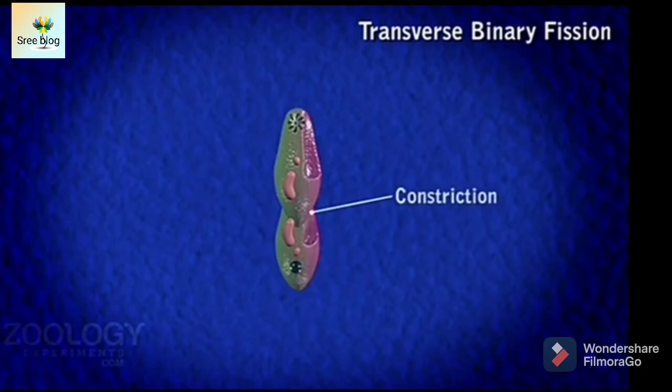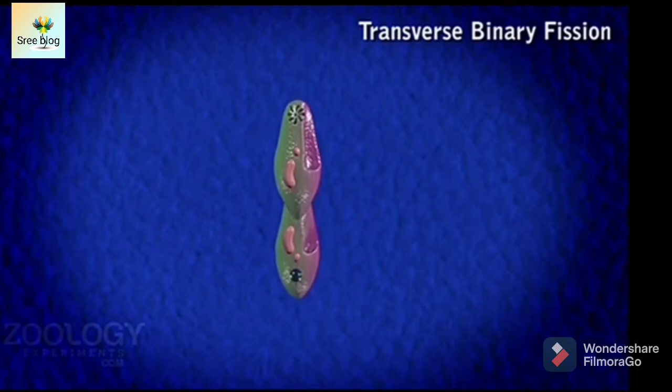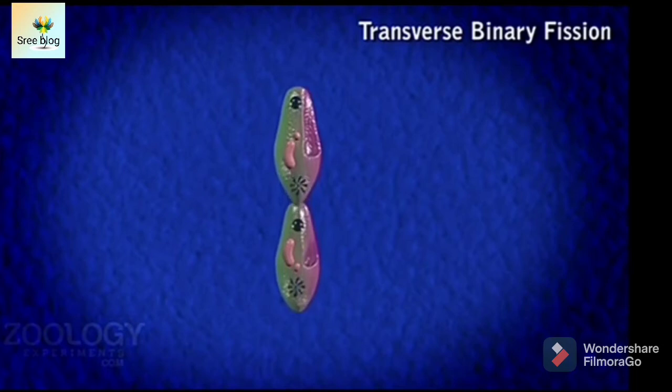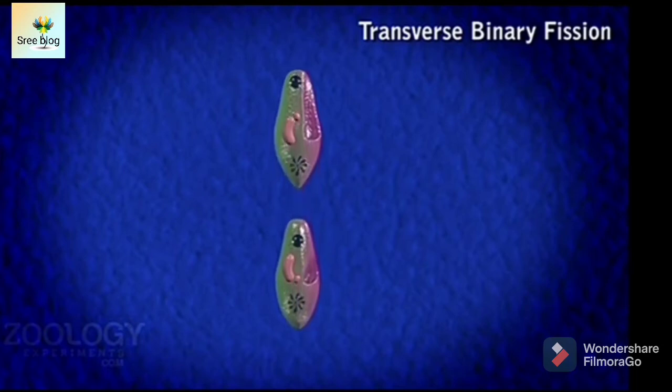Finally, it divides into two equal parts. In this way, two daughter Paramecia are produced. When more cells are formed, it is called multiple fission. This is often the only mode of reproduction in these organisms.